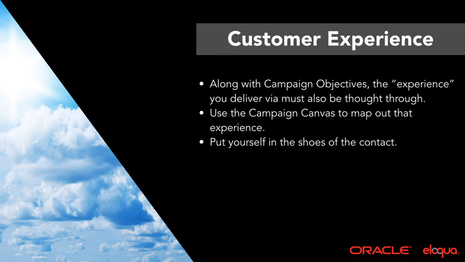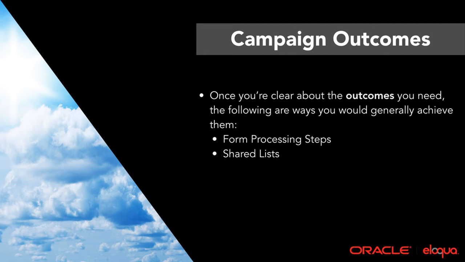What does the campaign look like, at least the digital component of the campaign? Look at the various communications that you want to have and the wait times between them, and then if people do this, what should we do? If they don't do this, what should we do? The campaign canvas is a really visual tool to help you do that. And then, of course, campaign outcomes.